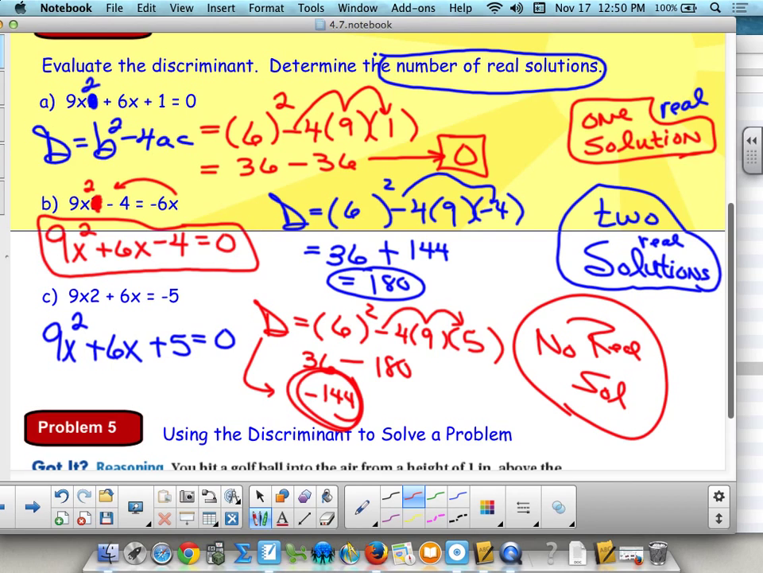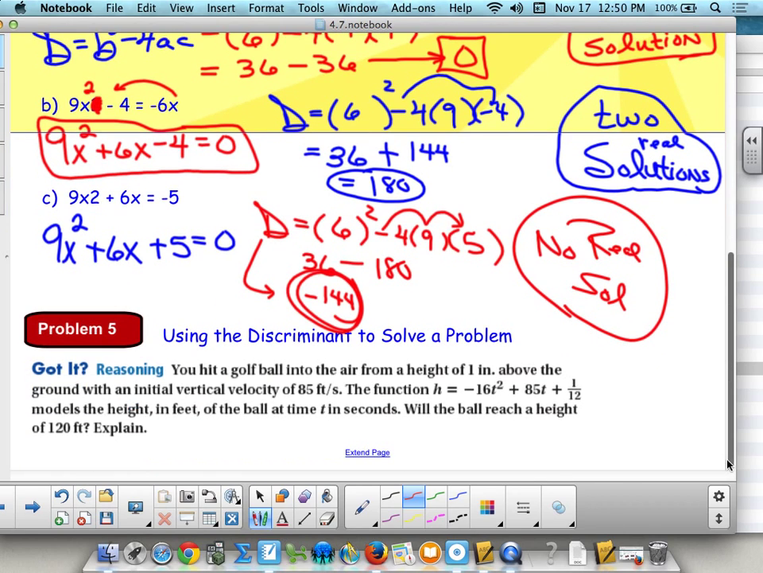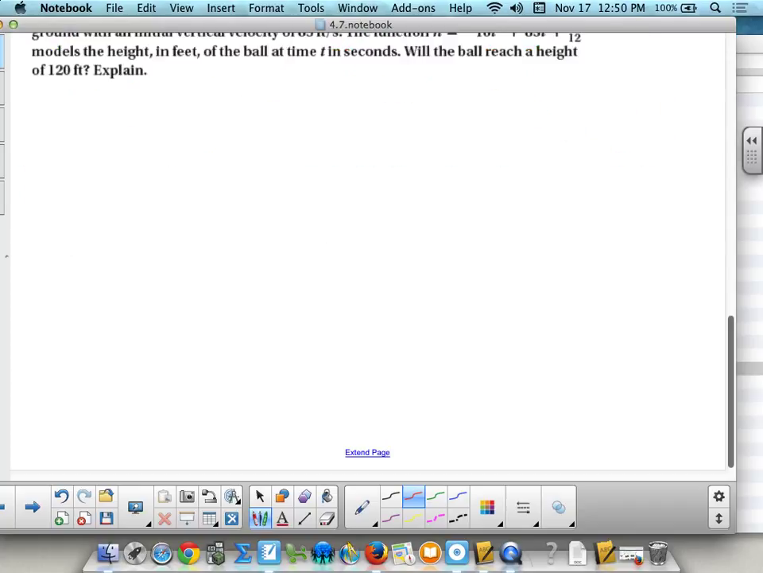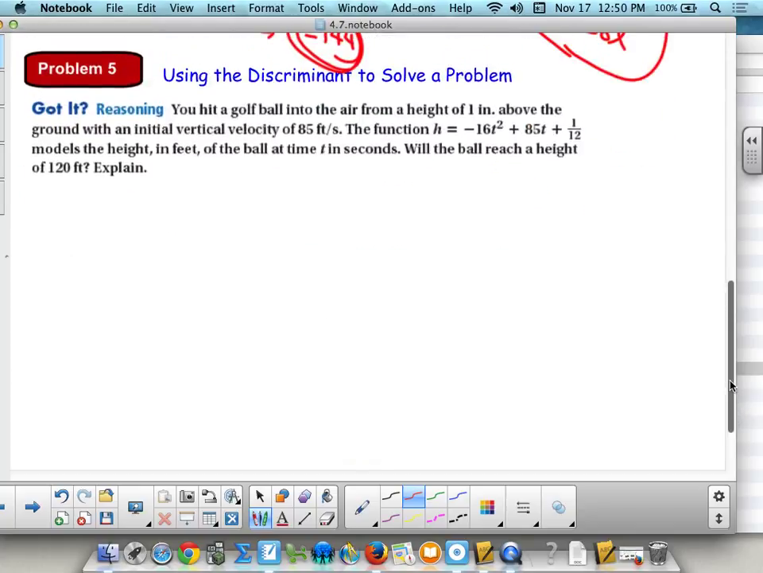All right, read the story problem, get an idea, even draw yourself a picture. I would. I like pictures. I like to see what's going on. Something looks familiar.